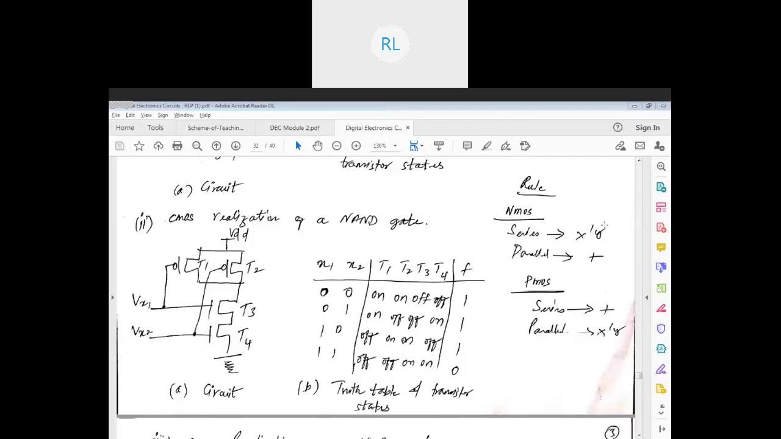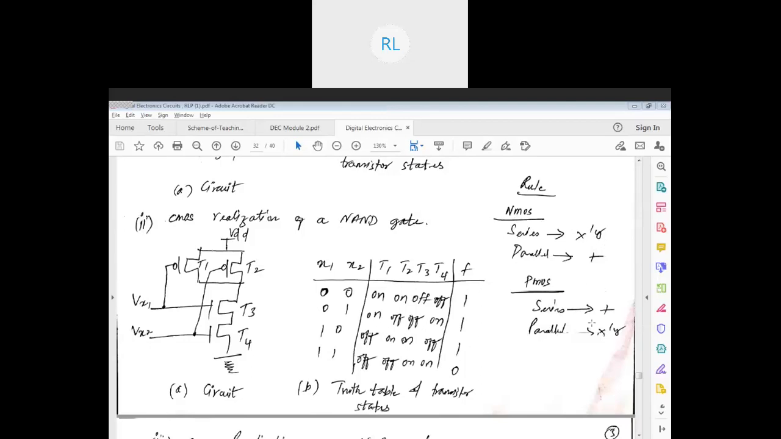So the most important thing that we'll have to see here is for both NMOS and PMOS. Whenever your NMOS is connected in series, multiplication operation happens, it multiplies. Whenever NMOS is connected in parallel, then addition operation happens. So this rule you'll have to remember. Now this is only for NMOS.